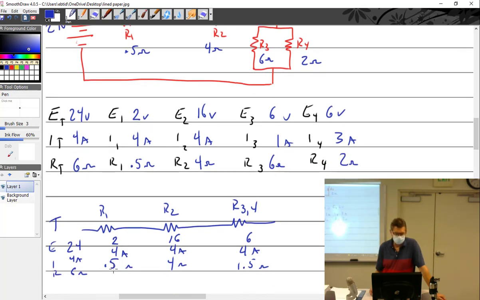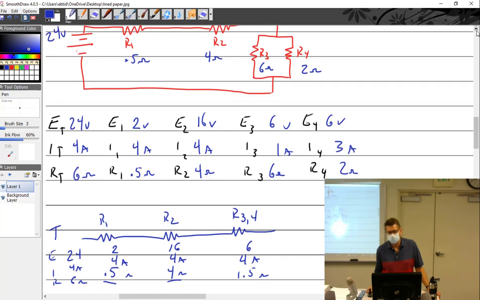So R1 is given at 0.5 of an ohm. R2 is given at 4 ohms. R3 and 4 I have to come up with. And because they are in parallel, it's 1 over 6 plus 1 over 2 equals some number, and hit the 1 over x key, and that's your number. Or x to the minus 1, however you go. And so that number became 1.5. So 1.5, because it's now in series, Kirchhoff said you just add them up. 1.5 plus 4 plus half is 6.